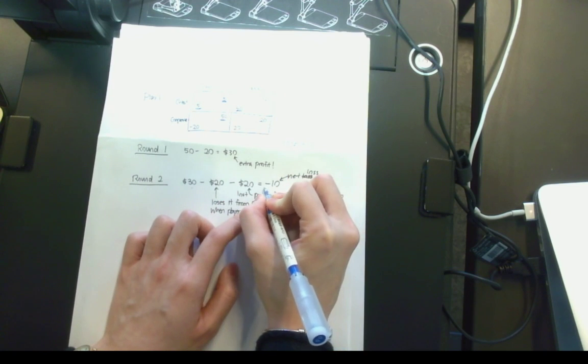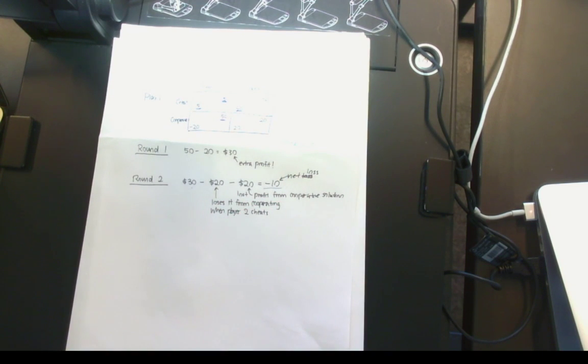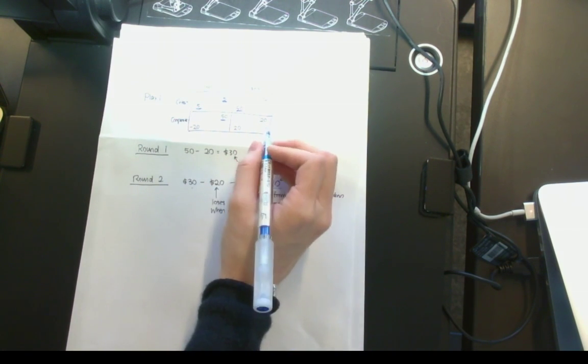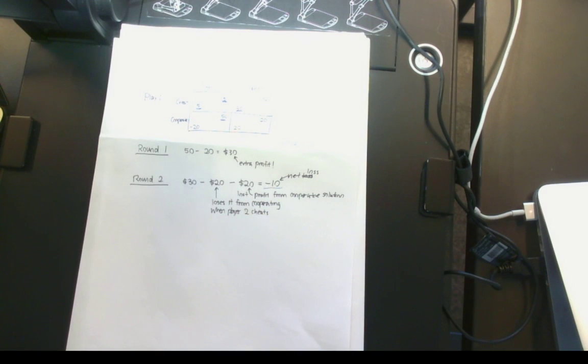So there is a net loss of 10. That's why there's no incentive for either player to cheat. So in the long run, the Nash equilibrium would be 20-20, where both players cooperate. And that's how we do this type of question.